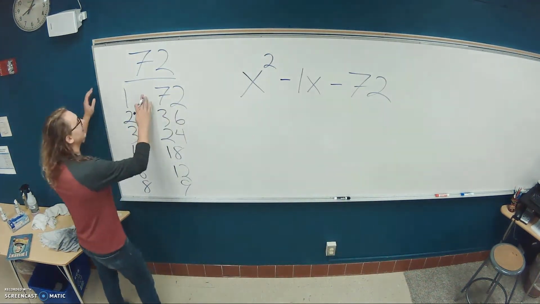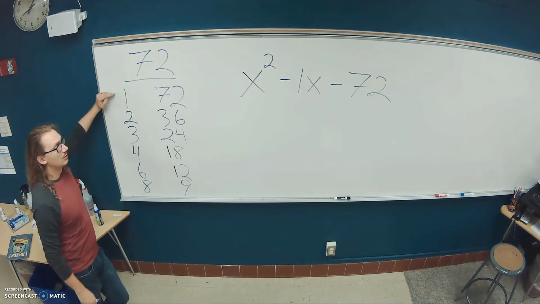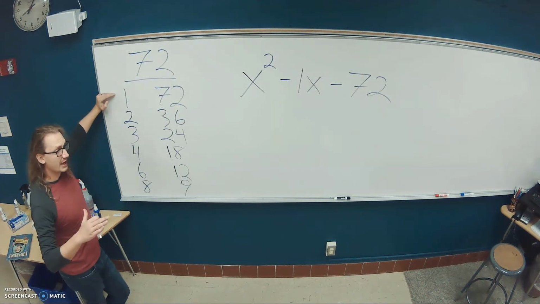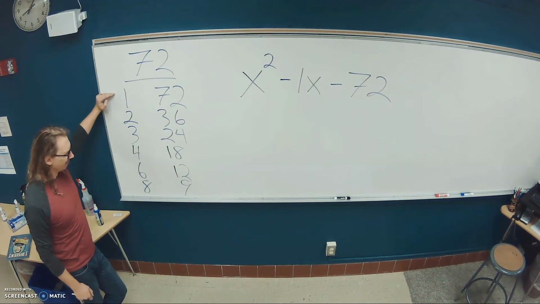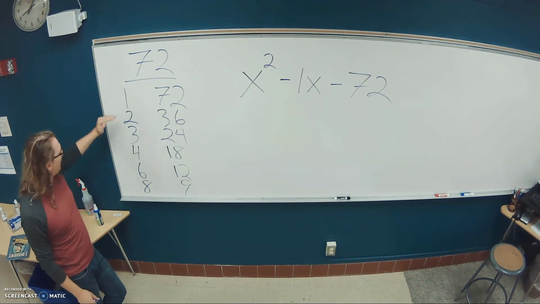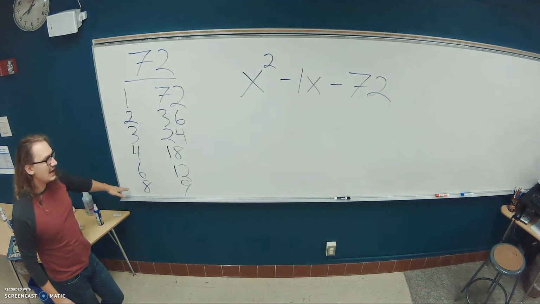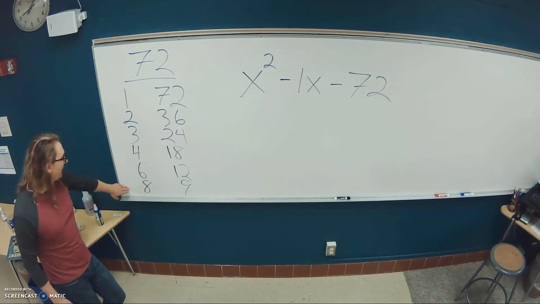Okay? 1 and 72 will give me a 71 or a 73, positive or negative, but we're nowhere close. Because I'm nowhere close, I might skip down to the bottom here. 8 and 9. 8 and 9 have a difference of 1, so I really like that one.